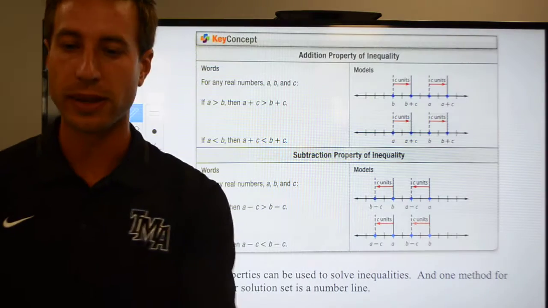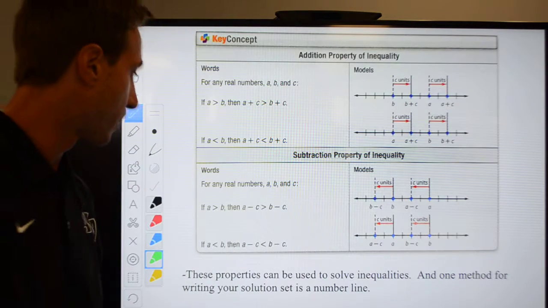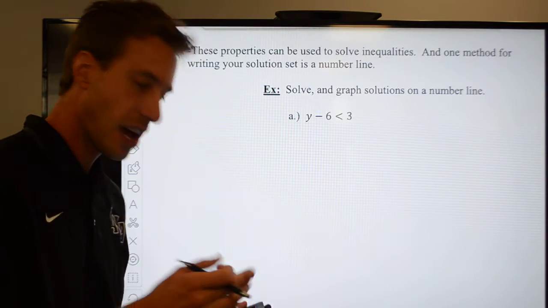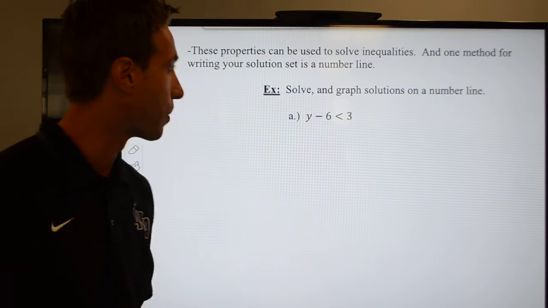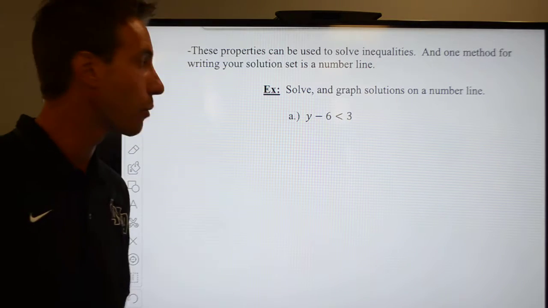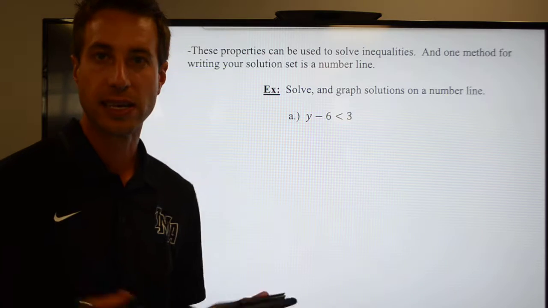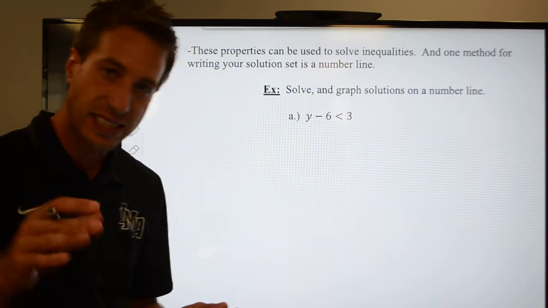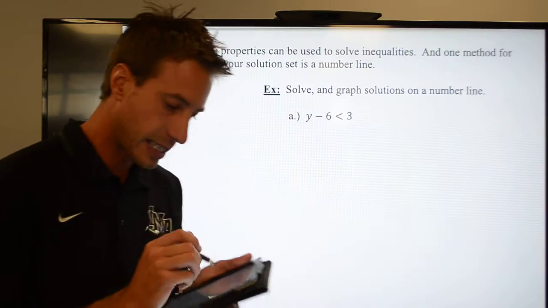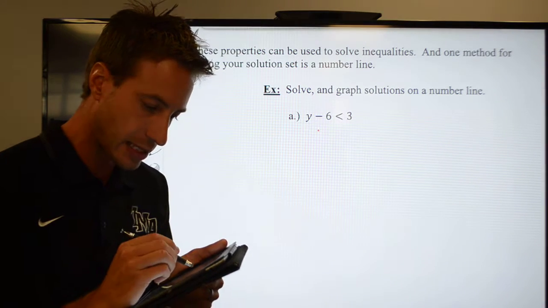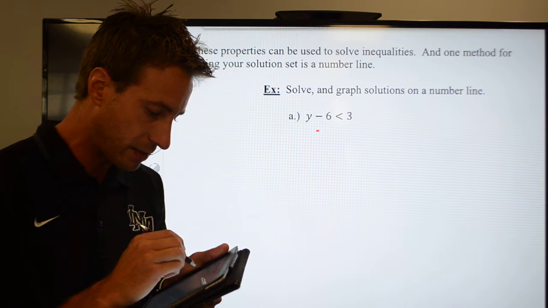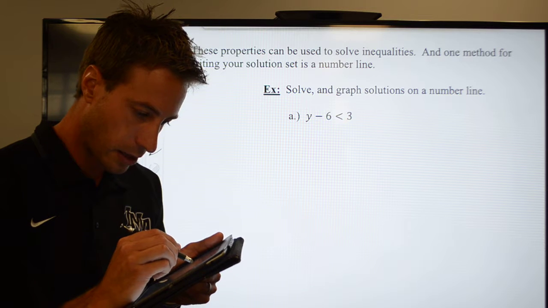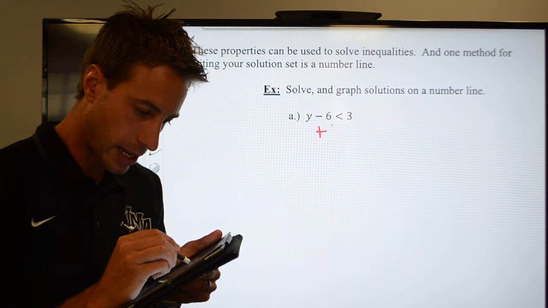So we'll go ahead and try one of these. I think I got a problem here at the bottom of the page, so let's scroll up a little bit. Let's give it a shot with this example problem. I want you to solve for y. What I've told you is y minus 6 is less than 3. What we're going to do is get this y all by itself, and since it's a minus 6, I'm going to need to add 6 to both sides.